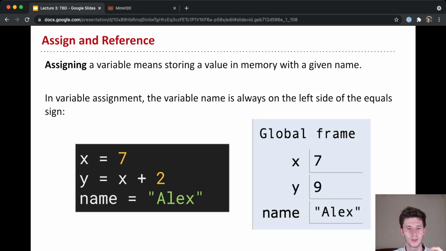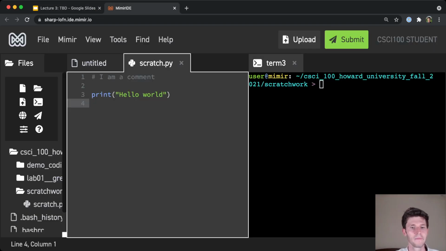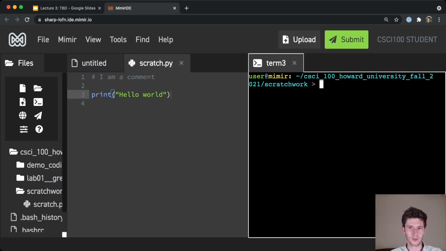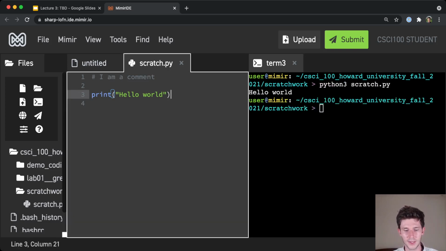So if we can go over to our IDE here, you might still have it pulled up. We have a scratch file. I'm going to get rid of this hello. Well, first we can just run this to make sure. scratch.py, we can run it. python3 scratch.py. Yeah, we see that hello world gets printed. So I'm going to get rid of the print and let's try creating and assigning a variable.